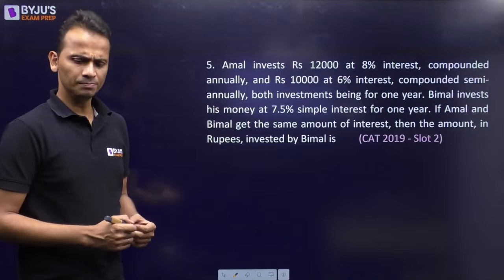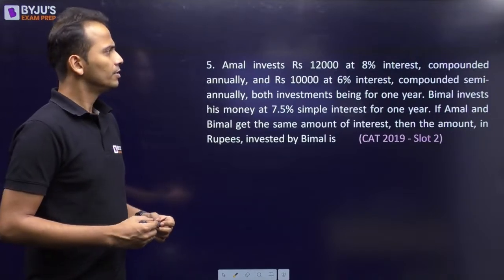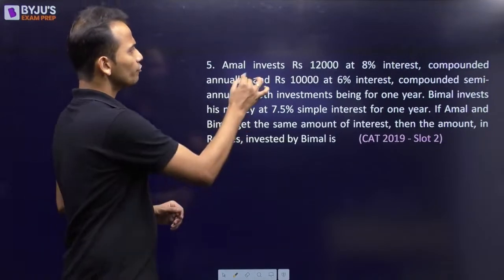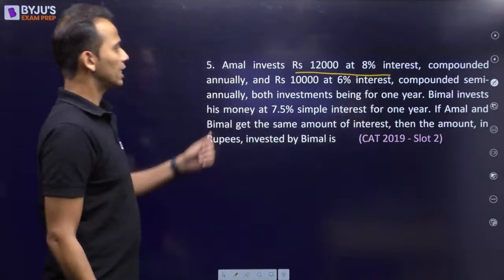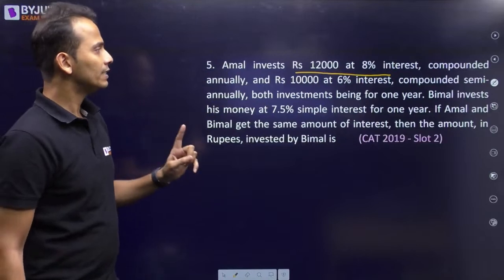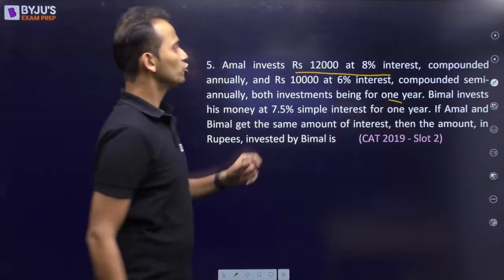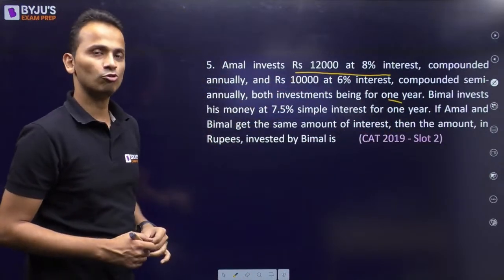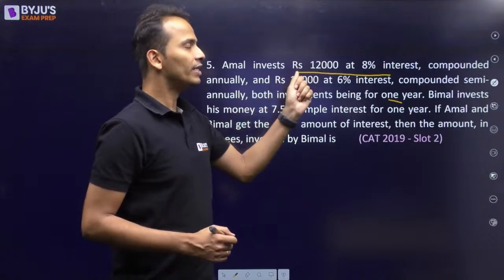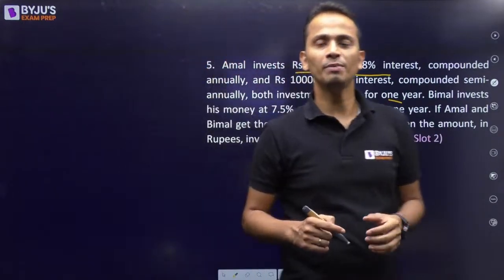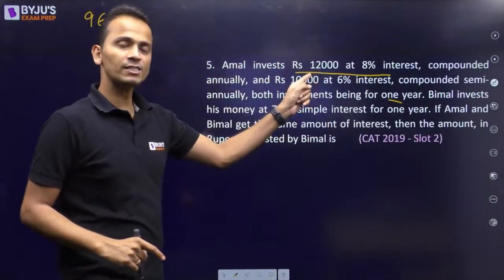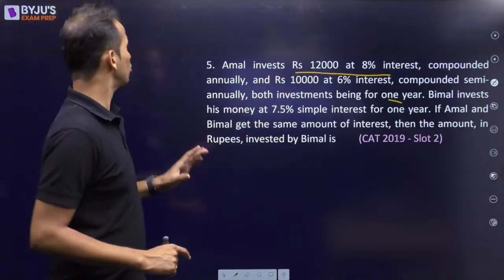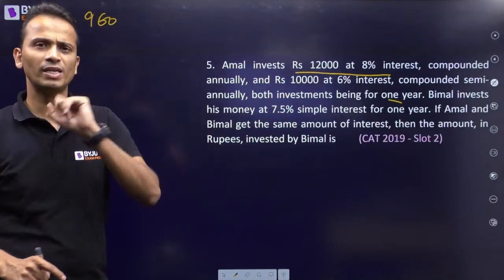Let's calculate. So we'll go slowly. So first of all, Amal invested 12,000 at 8% interest compounded annually. And this is for 1 year. So 8% of 12,000. 1% is 120. 8% will be 120 multiplied by 8. That is 960. Okay. So Amal from his first investment has got an interest of 960 rupees in 1 year.